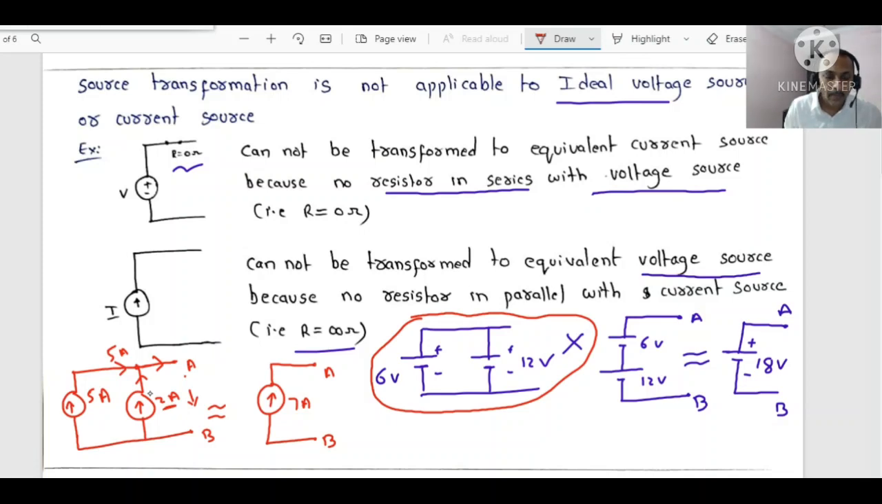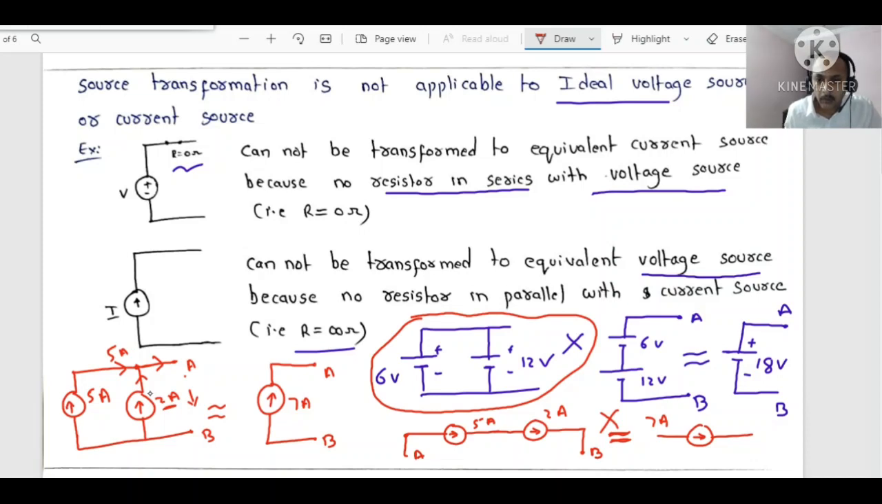Now, what is not valid with respect to current sources: you cannot say something like this, sir. There is one current source here of 5 amperes, and one more current source of 2 amperes in series. Of course, we won't make such a connection. Between A and B, you can't say this is equivalent to a current source of 5 plus 2, 7, as 5 and 2 are in series. This is absolutely wrong.